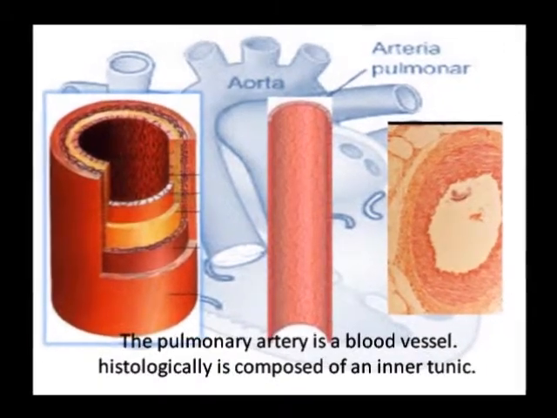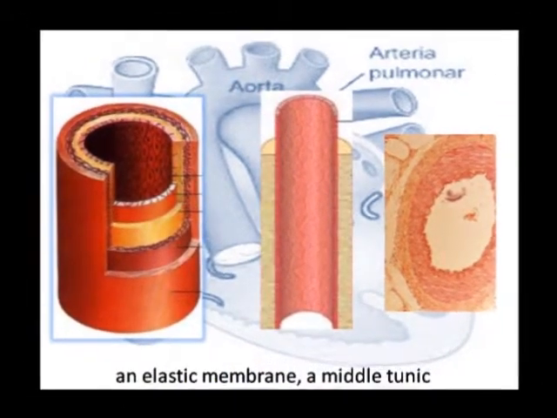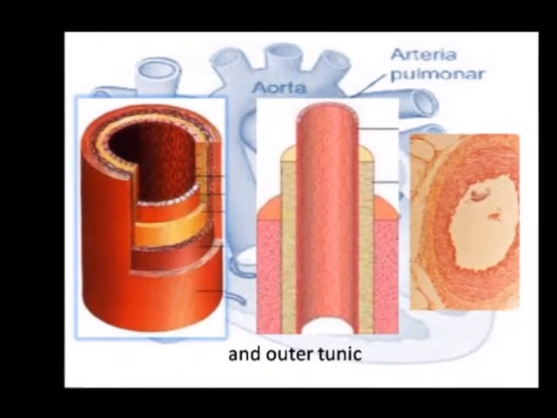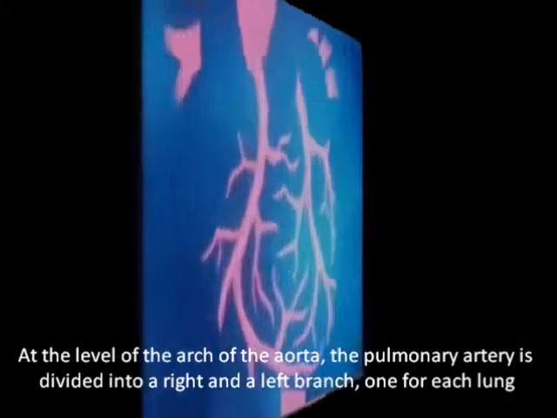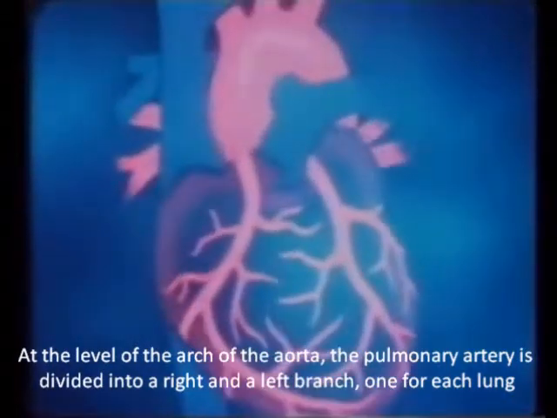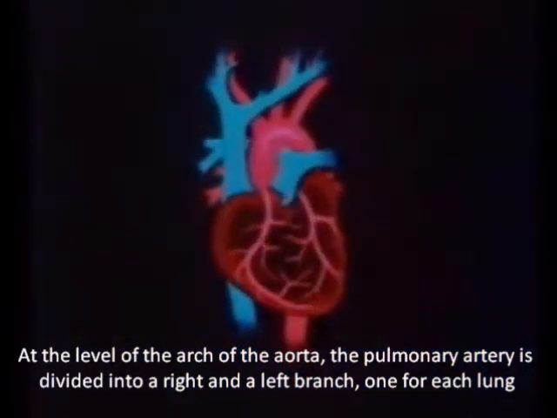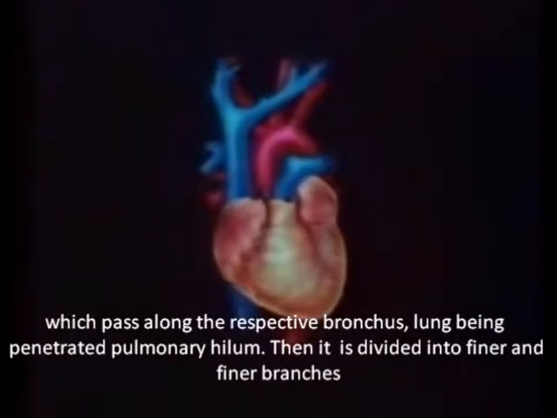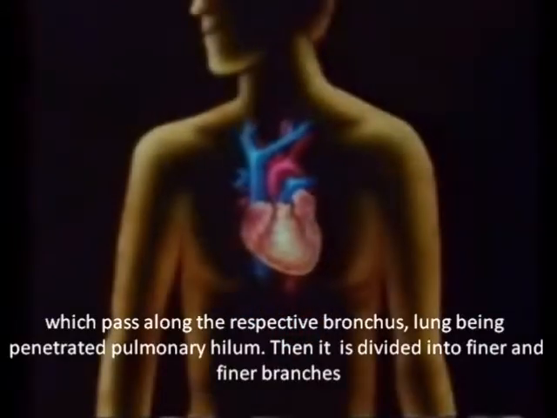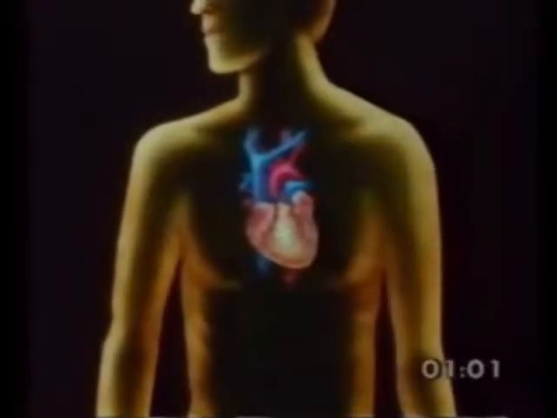The pulmonary artery is a blue vessel. Its histology is composed of an inner tunic, an elastic membrane, a middle tunic, and an outer tunic. At the level of the arch of the aorta, the pulmonary artery divides into right and left branches, one for each lung, which pass along the respective bronchus and penetrate the pulmonary hilum. Then it divides into finer and finer branches.